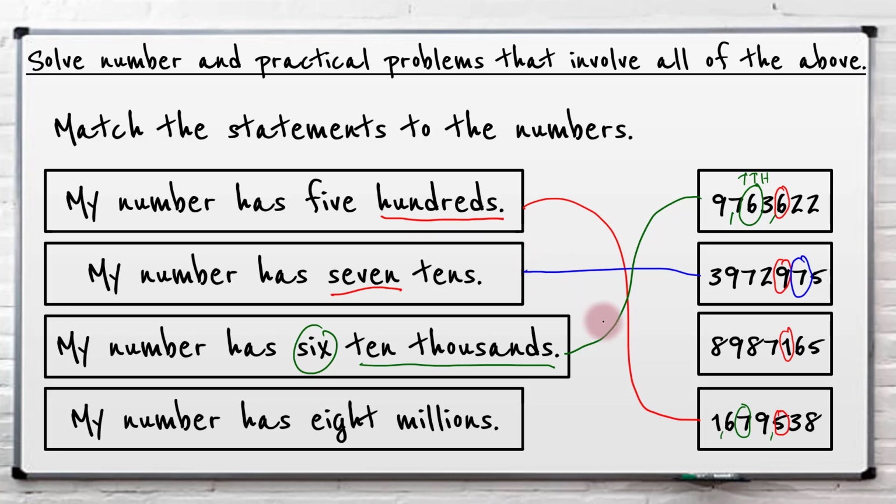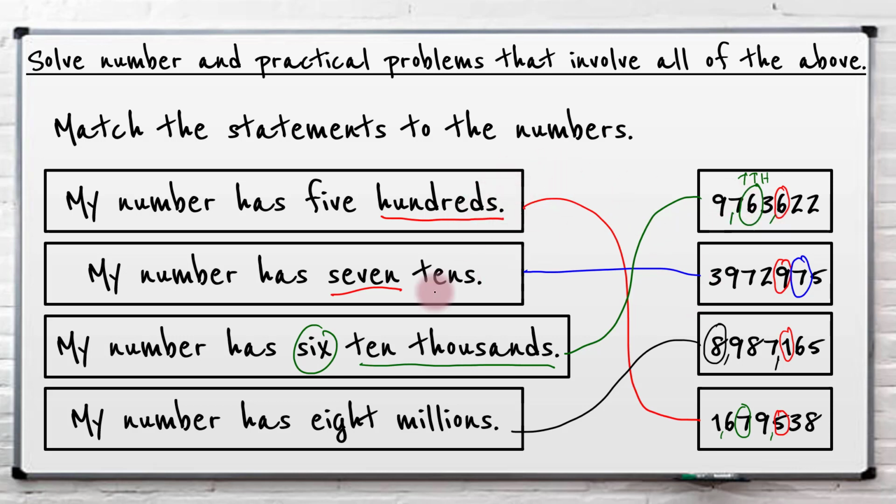And then the final one has to be this one. Let's just check. My number has 8 millions. Well, does this number of 8 millions do a set of 3? Hundreds, tens, units, set of 3. Hundreds, tens, units, set of 3. 8 millions. This would be the one that is correct.